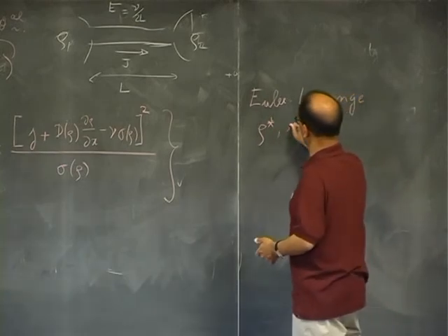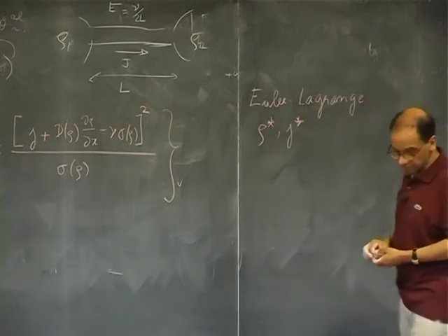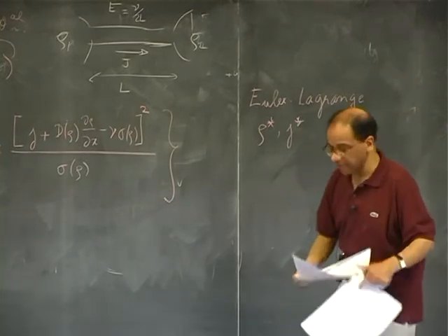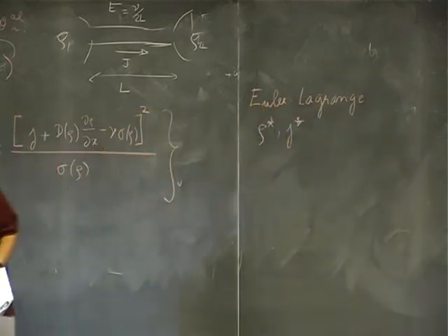So we will find the optimal rho and optimal j. But I really don't have the time for this. I'm finishing in a few minutes. It's really the very end.